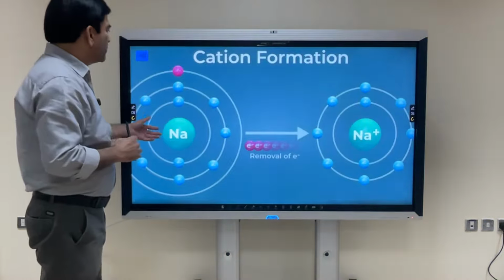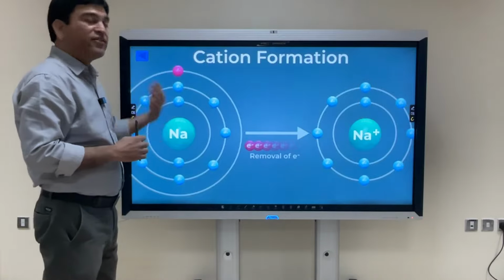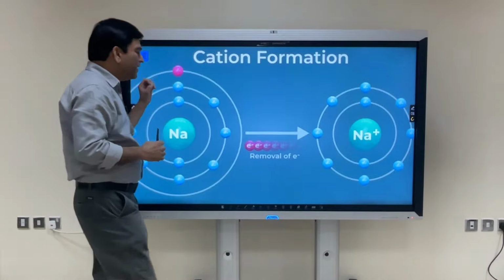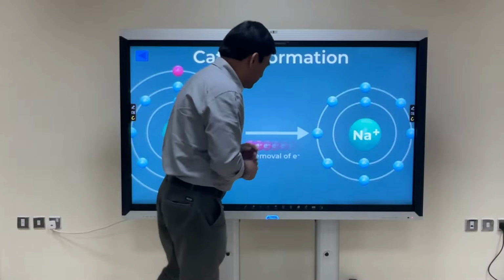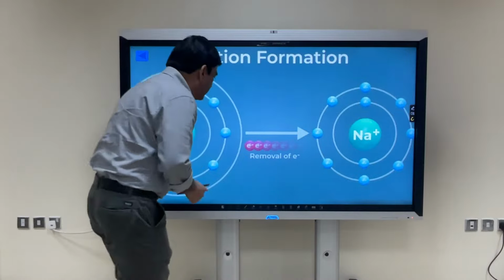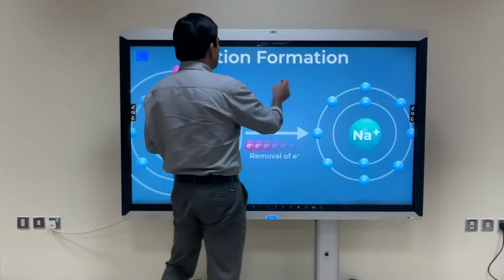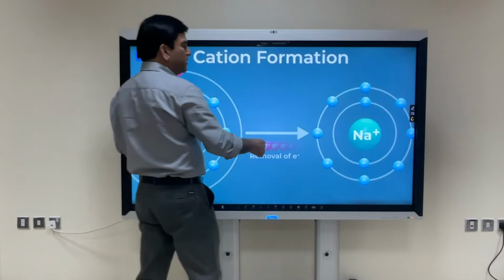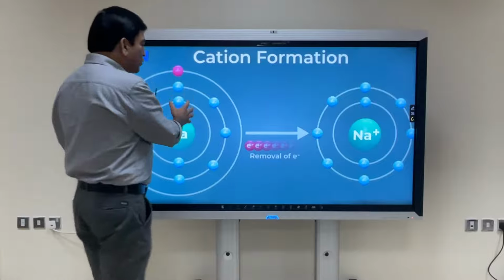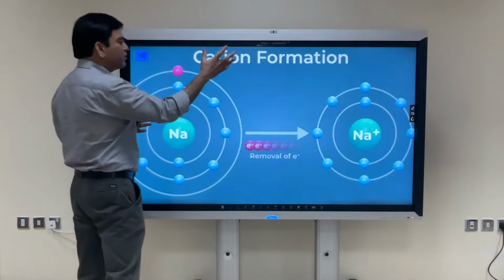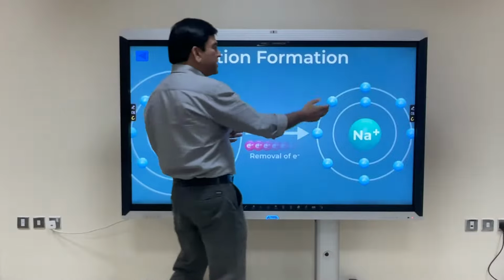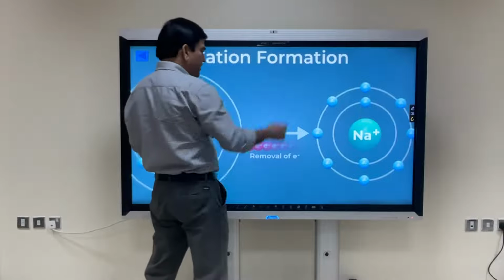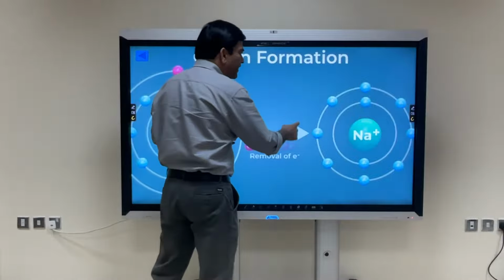So the same thing over here, you have 1 extra electron, an excess electron in the outermost shell. When it loses 1 electron, it becomes an ion, that is Na plus. So this is the formation of a cation, when the neutral atom loses an electron, it becomes a cation. So this is basically the formation of a cation by the removal of electron.